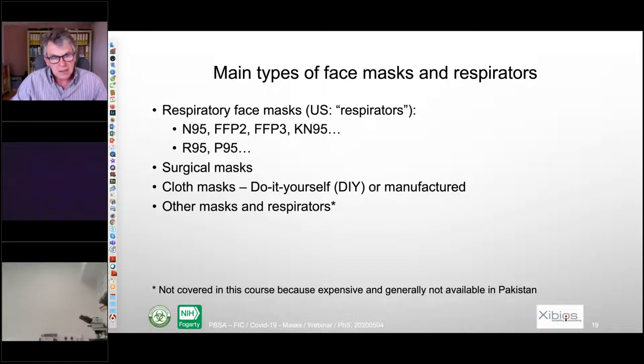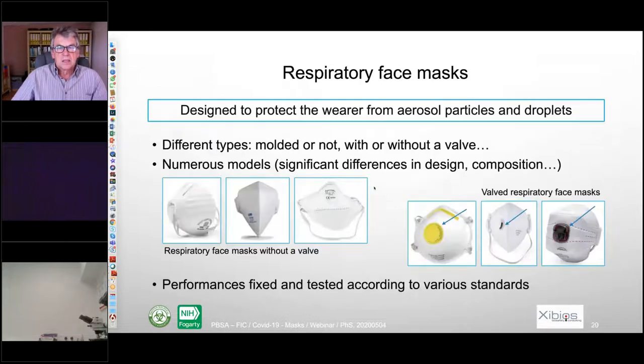Then surgical masks, which we also hear quite a lot about. And then a cloth mask that can be either homemade, do it yourself, or manufactured. And then there will be a last slide about other masks and respirators. So, respiratory face masks are clearly designed to protect the wearer from aerosol particles and droplets. It's clearly their purpose. They are made for that and they are tested for that.